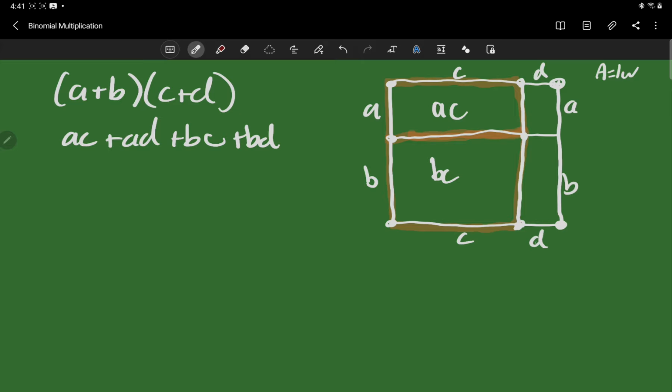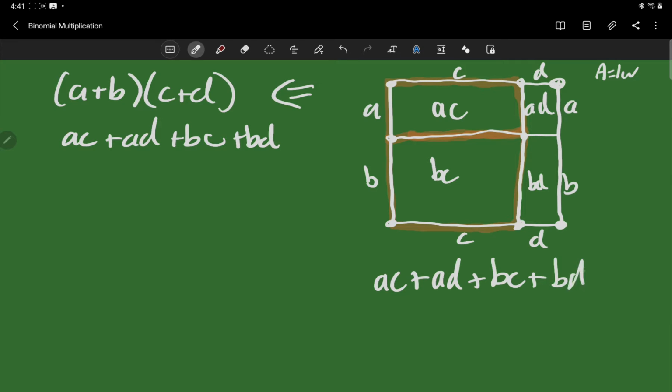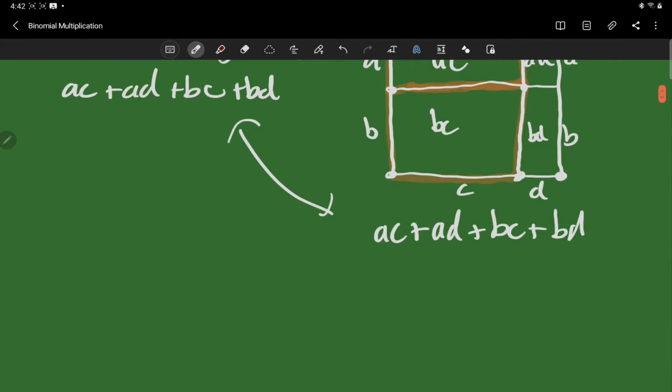And we continue this for the rest of them. This one would be B times D. And the last one would be A times D, AD. And now, if we add all of these together, we should get the area of the whole rectangle, which is also equivalent to this. And you probably noticed already, it's AC plus AD plus BC plus BD. And that is the exact same as what we get when we just FOIL it out. So that's where it comes from.